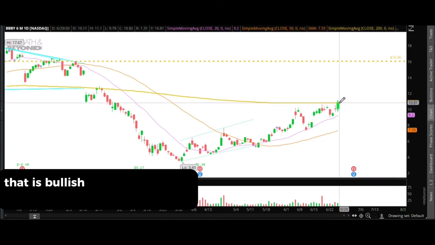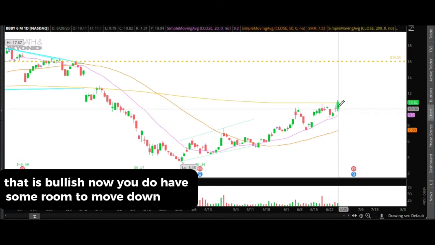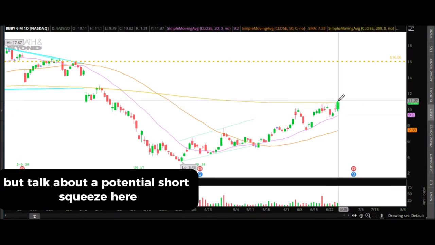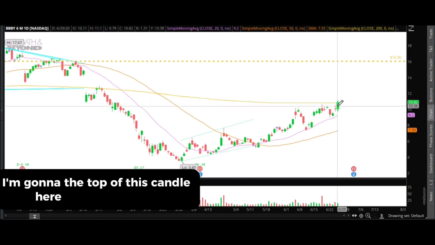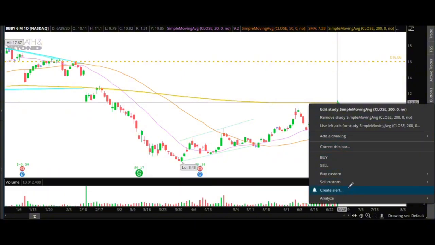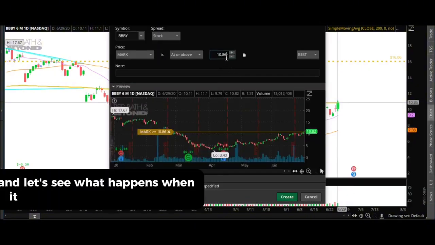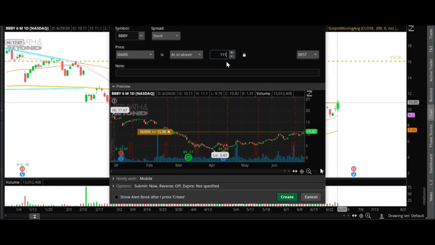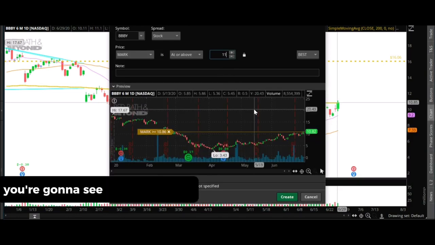That is bullish. Now you do have some room to move down here, but talk about a potential short squeeze here. The top of this candle here was a high of 11.10. So I'm gonna go ahead and set an alert around 11, and let's see what happens if it gets past 11.10 today. You're gonna see a nice squeeze.